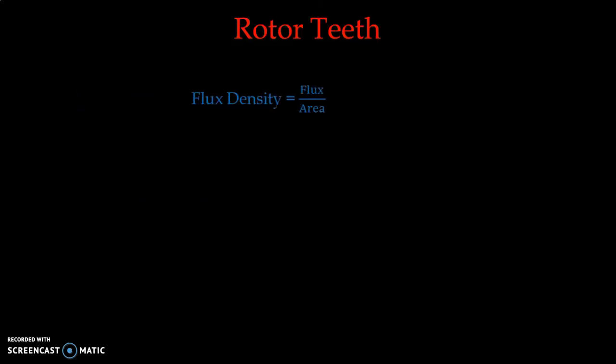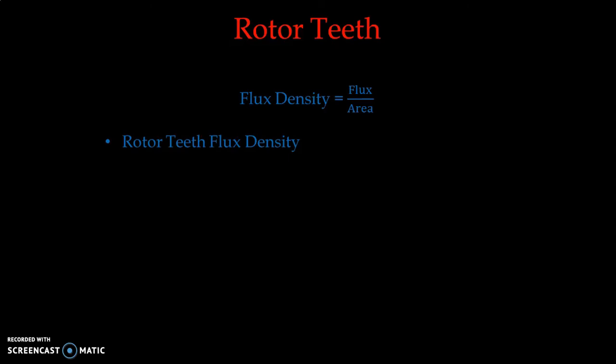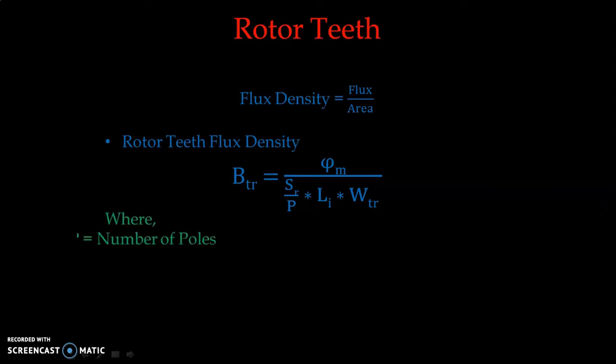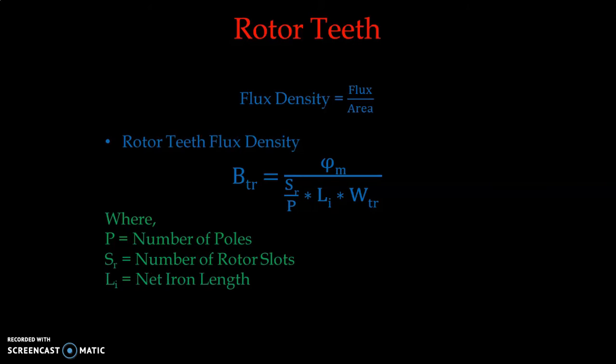Now rotor teeth. We always know that flux density can be given by the equation flux divided by area. The same way, rotor teeth flux density can be given as BTR, T for teeth and R for rotor. And it can be given by flux phi m divided by number of rotor slots per pole, that is SR divided by P, and Li, that is net iron length, and WTR, that is the width of the rotor teeth, where P is number of poles, SR is number of rotor slots, Li is net iron length, and WTR is width of the rotor teeth.